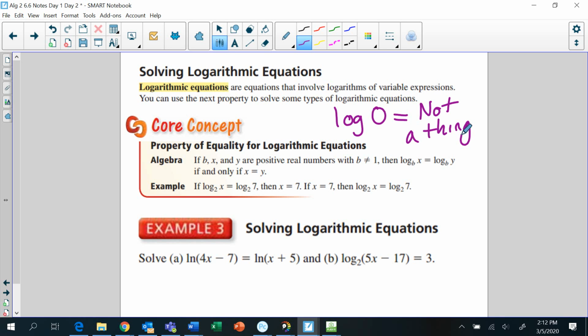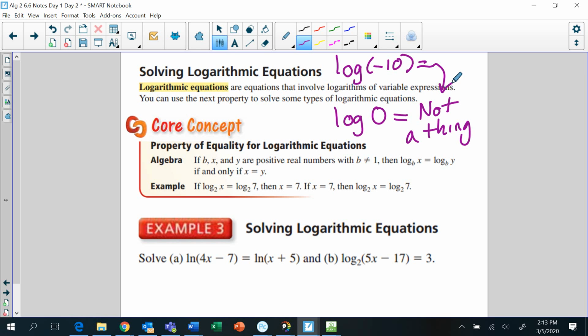None of these answers will leave you with log 0. How about log of a negative, pick any number you possibly want. Oh, it's a non-real answer. We cannot take the log of a negative number. We cannot do log of 0. And it doesn't matter what the base is. You can't do log of 0 and you can't do log of a negative number.